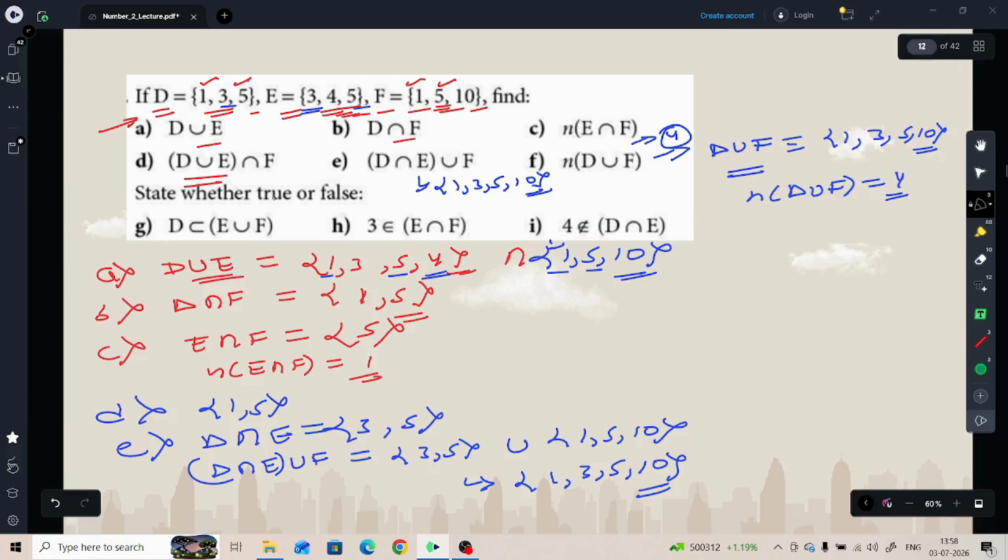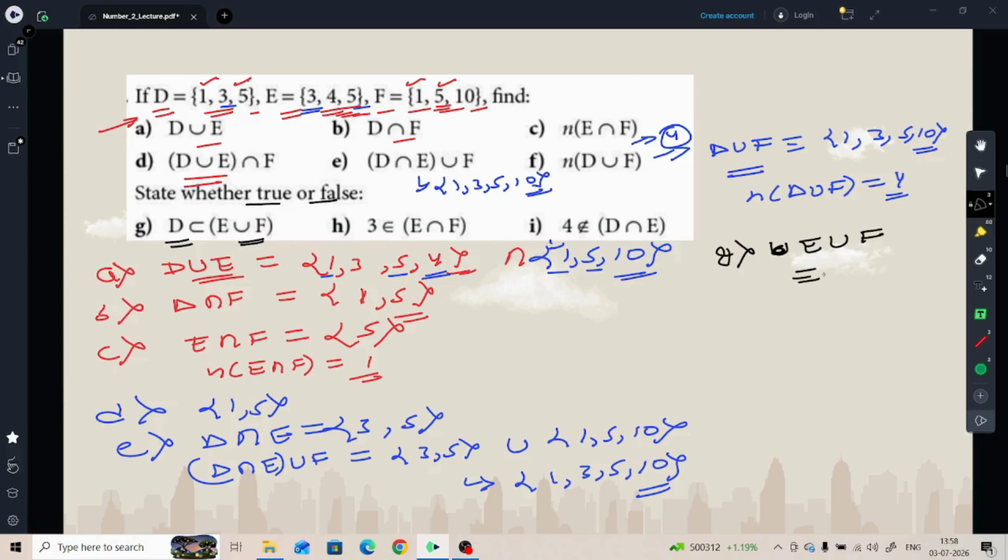Now the next one, state whether true or false. D is a subset of E union F. That's the first question. So where is E union F? I have calculated it, I think. Okay, we haven't calculated it yet, so we need to calculate that first. First we need to calculate E union F.